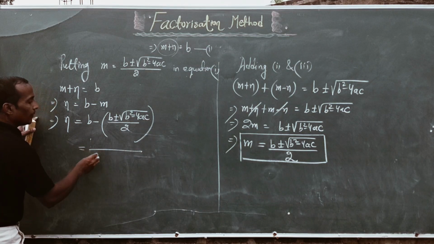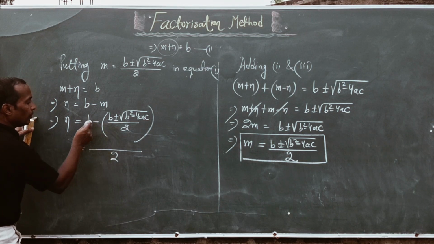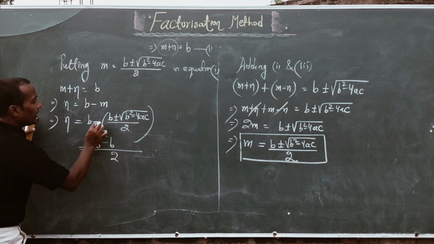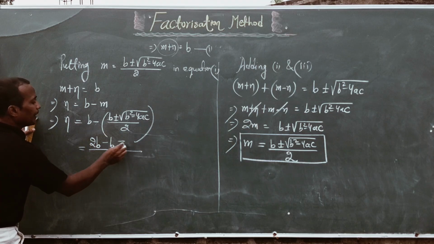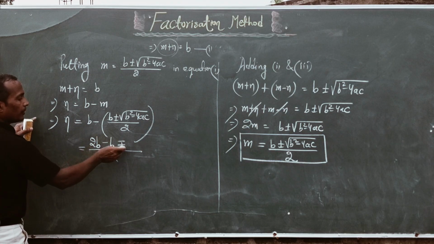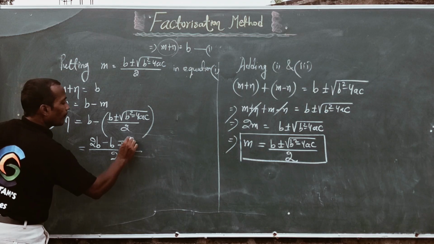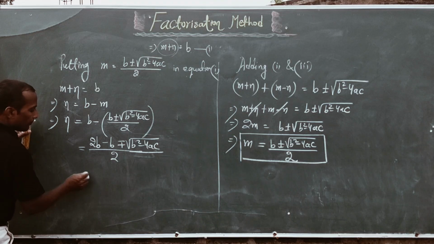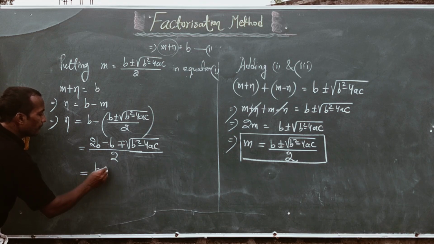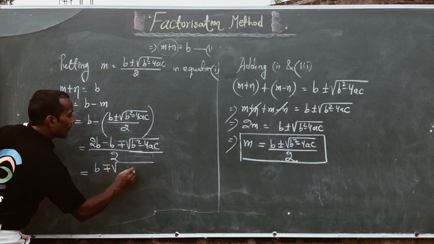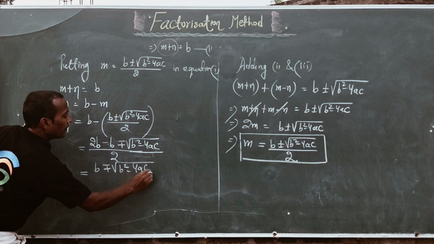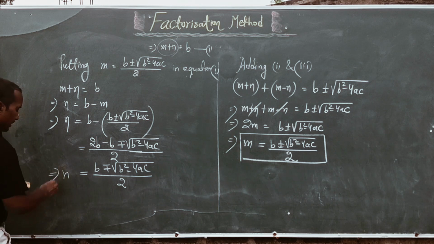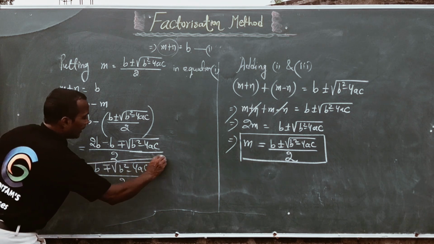Now you take the LCM of these two expressions. 2 is the LCM. 2 into B will be 2B. Minus of B, minus B. Minus of plus minus: minus into plus becomes minus, and minus into minus becomes plus. I can write minus plus root of B square minus 4AC by 2. 2B minus B gives you B minus plus root of B square minus 4AC by 2. So this is the value of N. Correct? We got the values of M and N both.